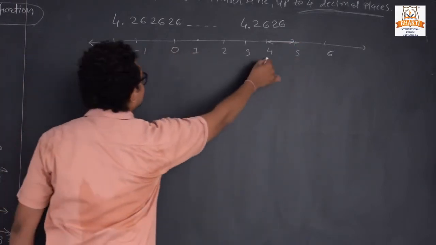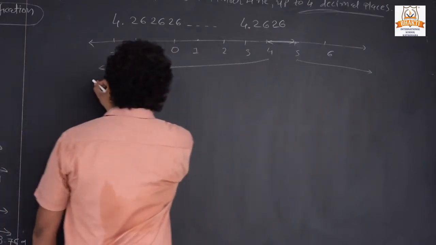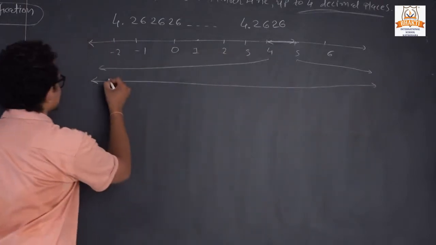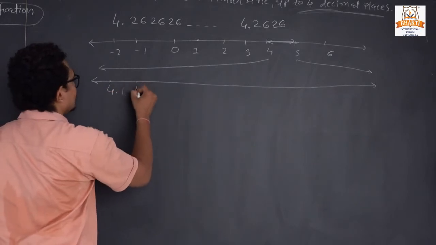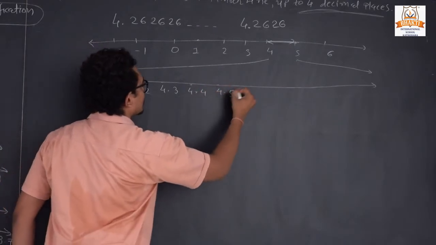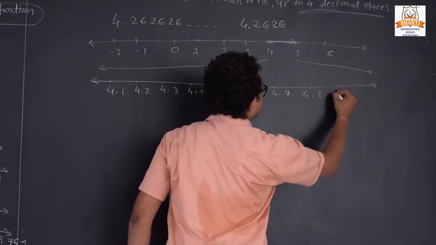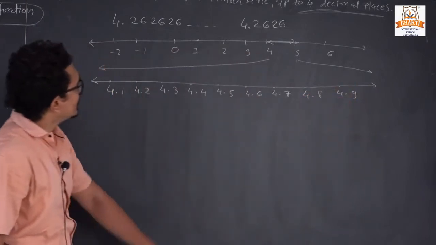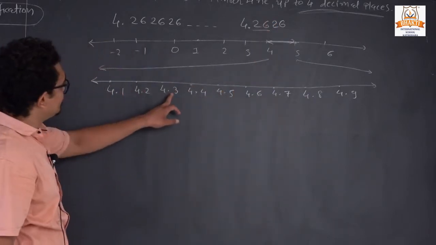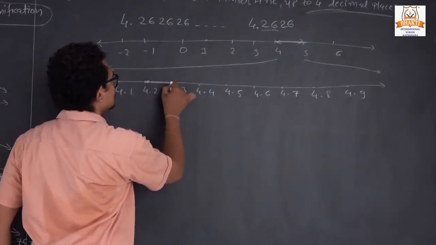So once again we can visualize. Now we draw the number line. Here we start with 4.1, 4.2, 4.3, 4.4, 4.5, then 4.7 up to 4.9. Now see that 4.26, so 26 is between 4.2 and 4.3. So once again it is between these two.